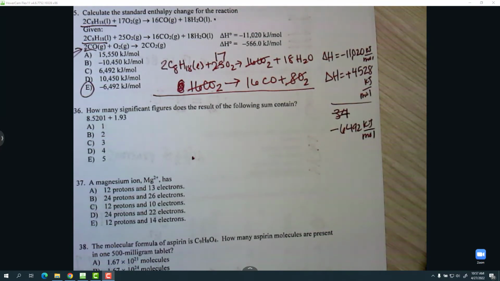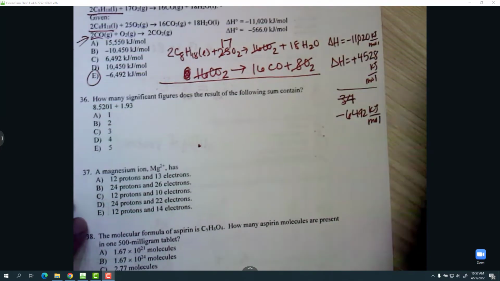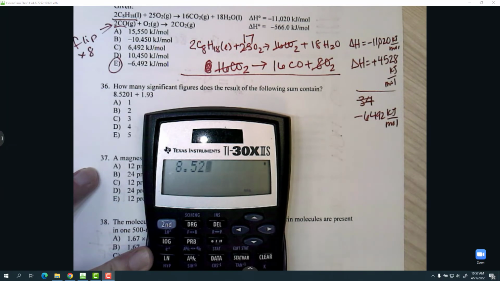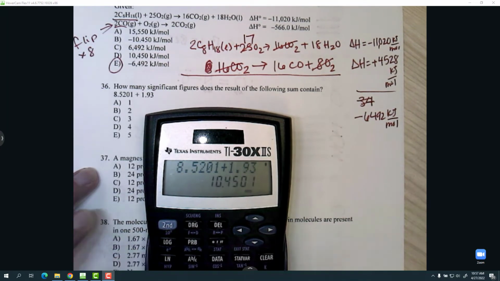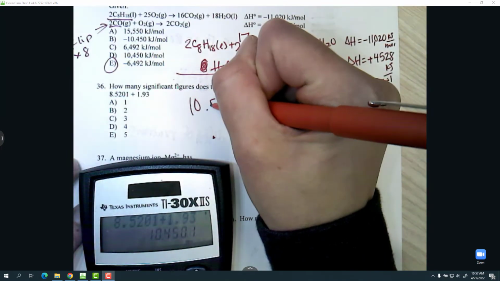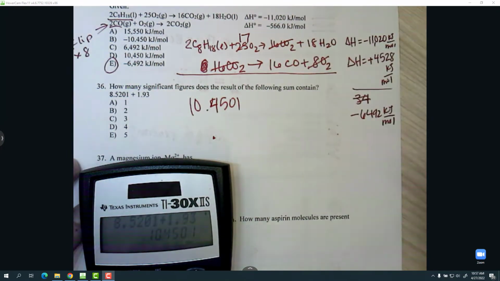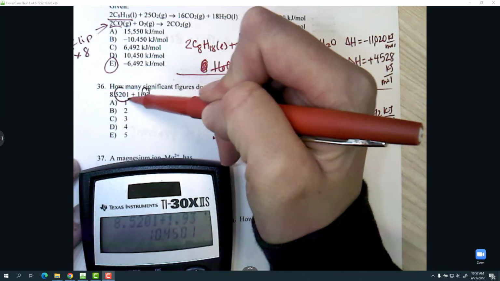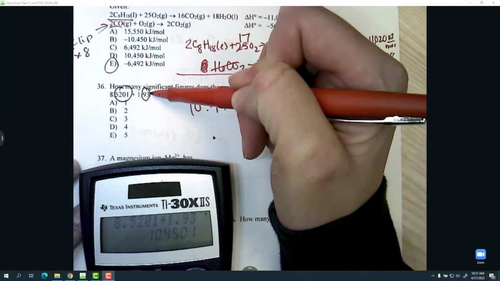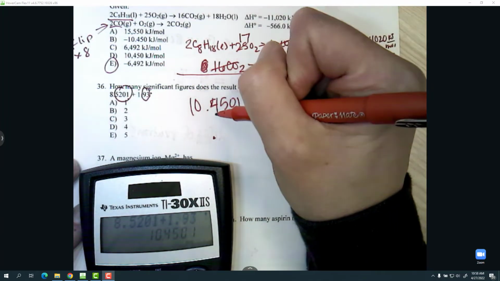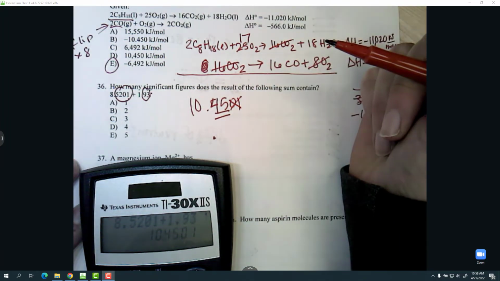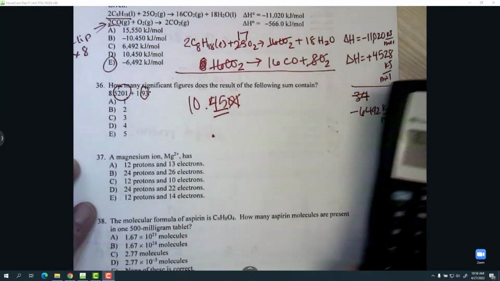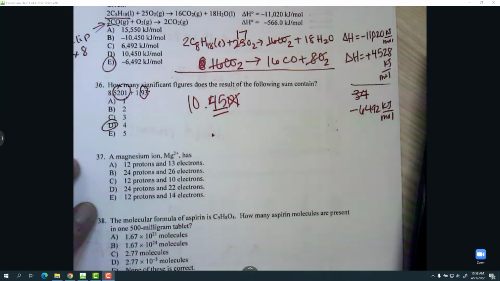How many significant figures does the following sum contain? All right, so first I'm just going to put it in my calculator, add them up, check my work because I've been missing my numbers. That's what I get. I want to round to, remember for addition, it's based on decimal places. This one has 2 decimal places, this one has 4, so I want to round it to 2, which means it would be 10.45, which is 4 significant figures.